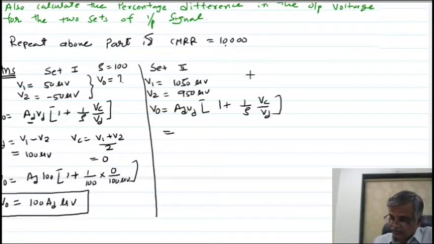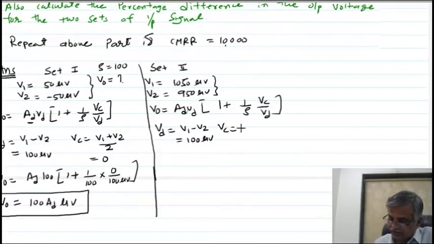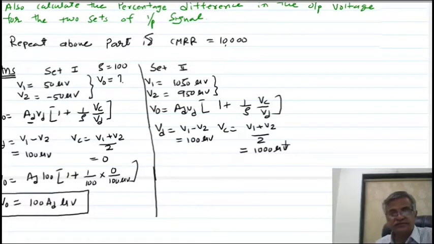What is Vd? Vd is nothing but V1 minus V2. Again I can write 100 microvolt. You take the difference of this. What is Vc? V1 plus V2 by 2. So V1 plus V2 by 2 is what? 1000 microvolt. So I am putting this value in the equation.